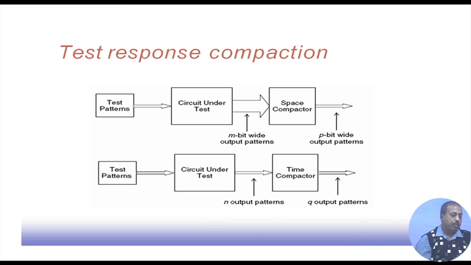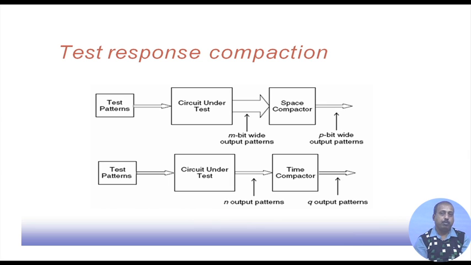On the other hand, for time compaction, test patterns are being applied to the circuit under test. If there are n input patterns, there will be n output patterns. Out of these n output patterns, we do not want to remember all the outputs, but maybe we remember q such sequences. In the ideal case, q is equal to 1, where we remember only the final value that we have got. Naturally, we want to have the impact of every response available in the final signature.